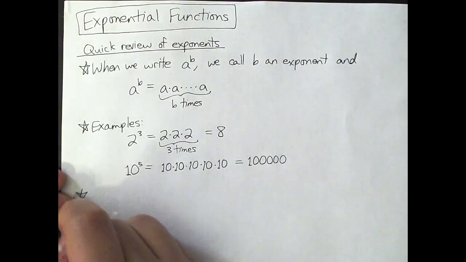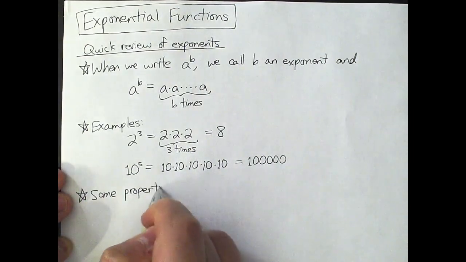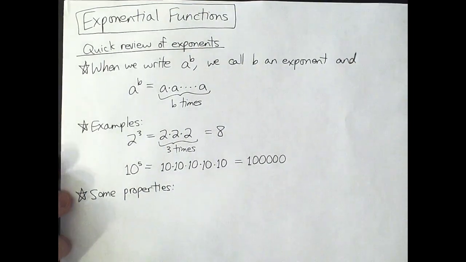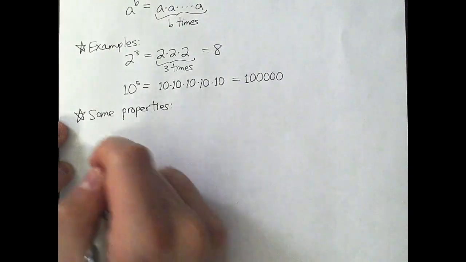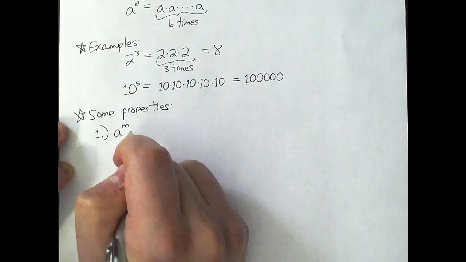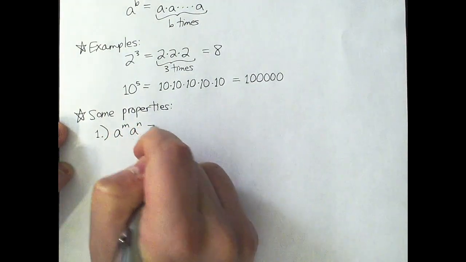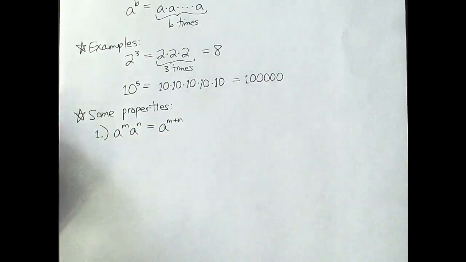Now, I'd like to talk about some properties of exponents. Some properties, or you could call these rules of exponents. All right, so we're going to have a list. It's not so much about memorizing these. It's just about getting used to the way that they act. So a to the m times a to the n, when you see something like that, it means you can just add the exponents together.